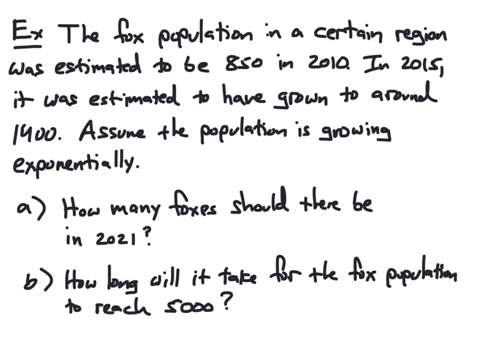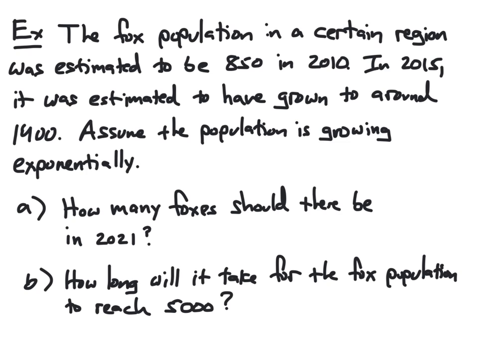And we're being asked to find two different things related to this population. First, we're being asked to find how many foxes there should be in the year 2021. And the second thing is how long it will take for the fox population to reach 5,000. So before we can answer either of these questions, we need to develop an exponential model that gives us our population at time t.